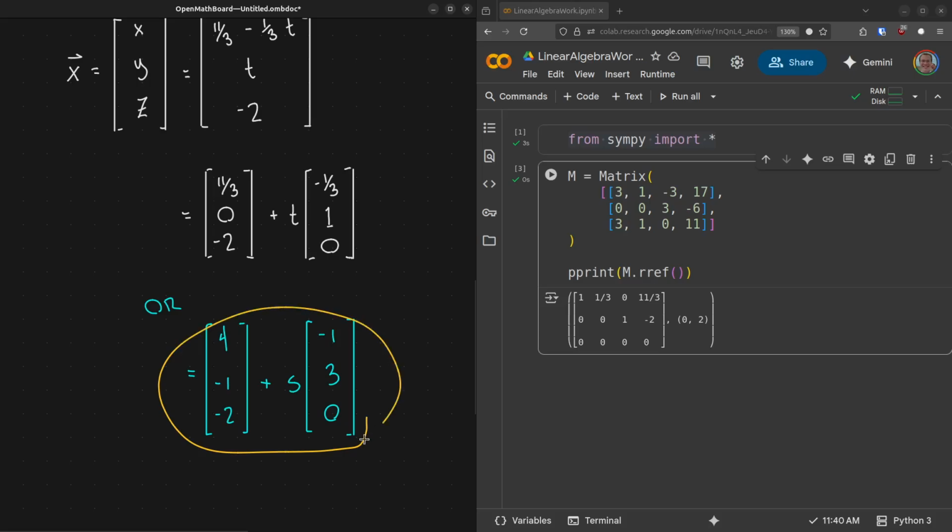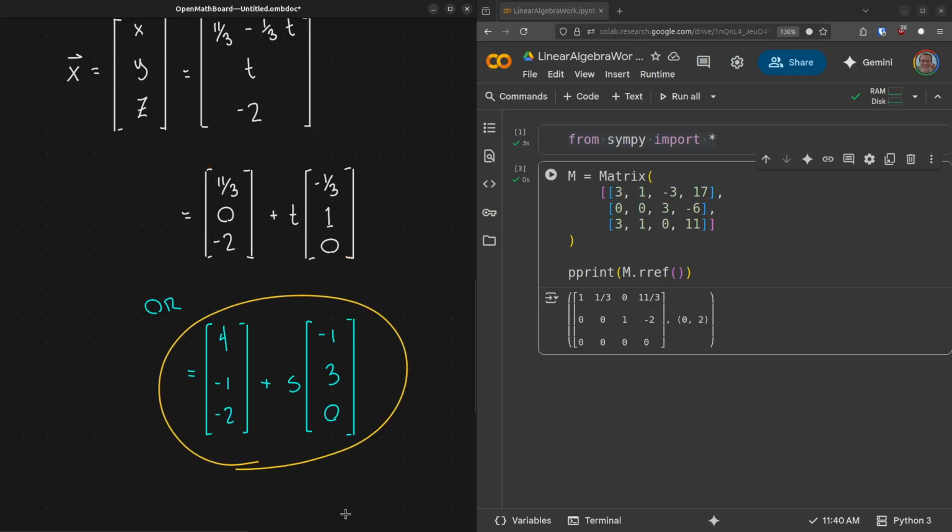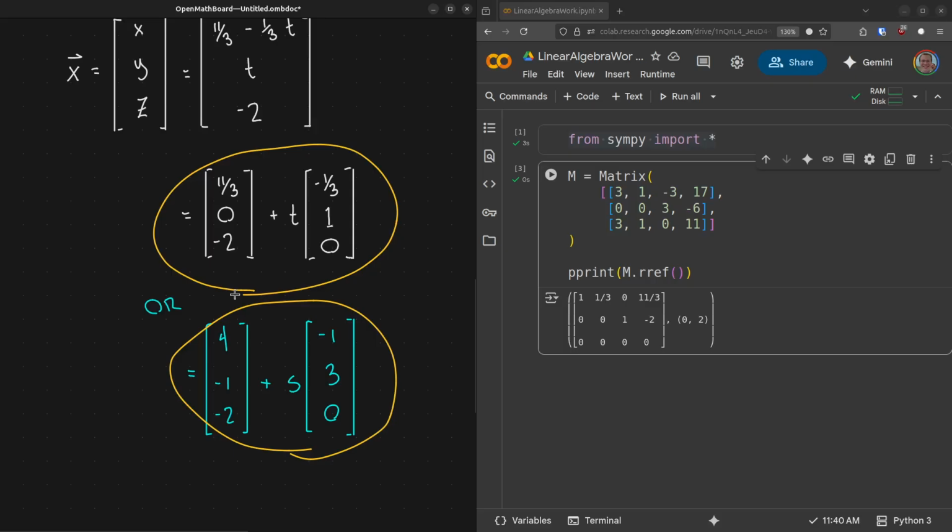Because it's an equation for the same line, it's a different way to express the set of solutions to this system of linear equations. Either one of these will work. Either one of these is a solution to the system of linear equations because they describe the same set of points. Okay? They describe the same line in three-dimensional space.